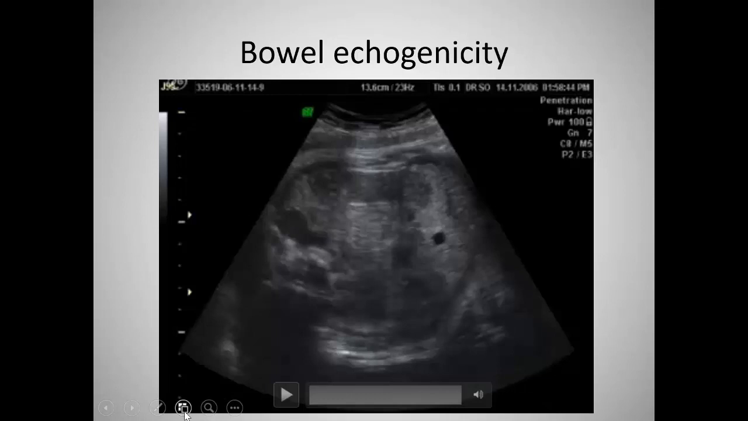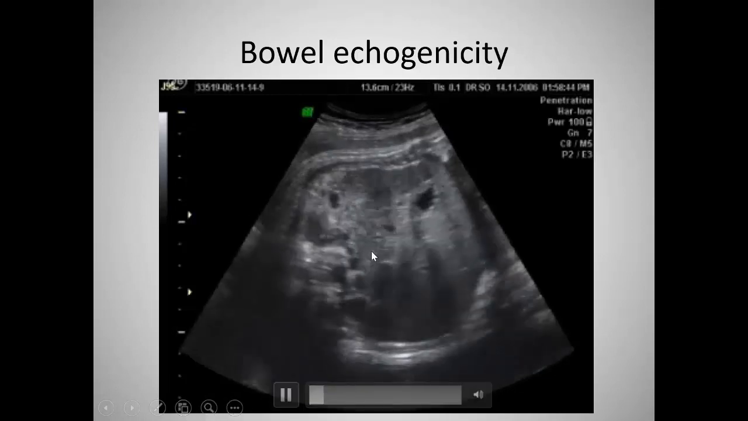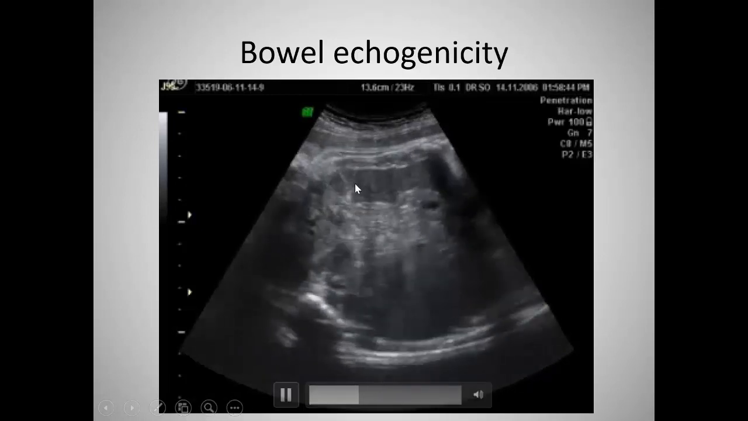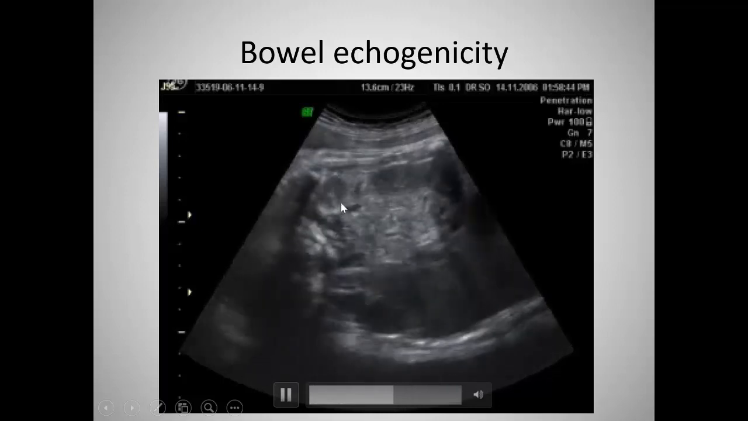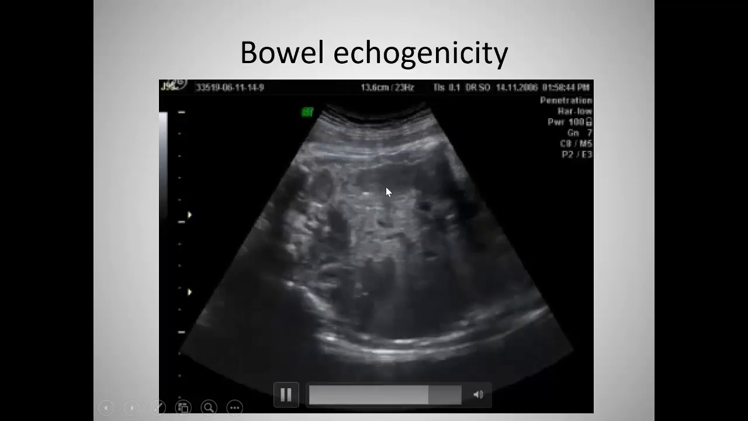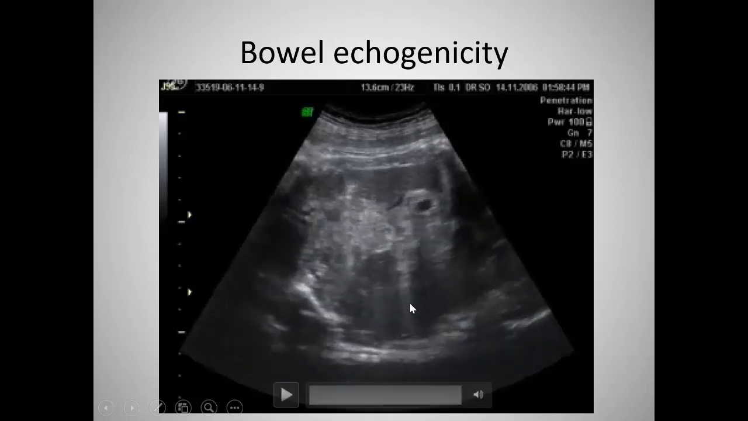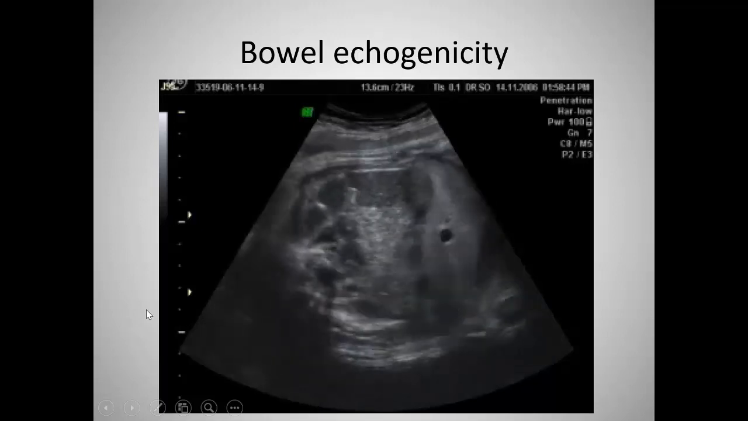Then the bowel echogenicity. Here, this is the echogenicity of the bowel. The haustra is well developed, and the colon is filled by meconium, and it is similar to the echogenicity of the liver. So this is what it means. It is grade 3 bowel echogenicity, that it contains meconium, and this meconium is near to the liver echogenicity.